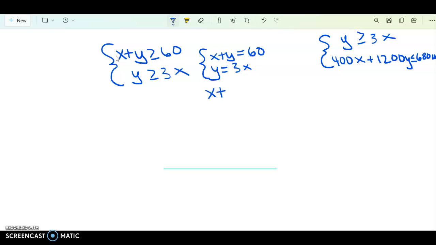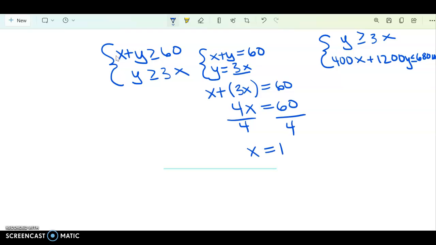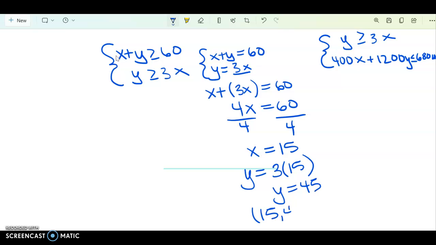So I'm going to do x plus y, and in this case I know y is 3x. So I'll put 3x in for y: x plus 3x equals 60. We get 4x equals 60. I'm going to divide by 4 on each side, and so x equals 15. Now I need to solve for the corresponding y. I'll use the bottom equation, because it's already solved for y. So y equals 3x, so y equals 3 times 15, or y equals 45. And so this ordered pair is (15, 45).